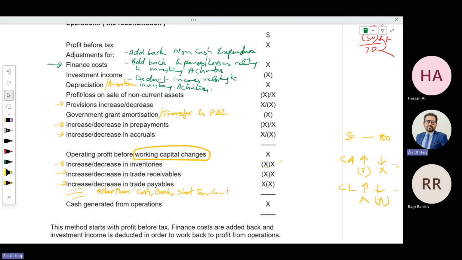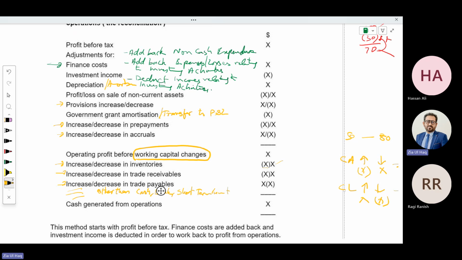In the direct method, only the cash generated from operations formula is different. The cash flows from financing and investing will remain the same, but that is not in the syllabus of this paper. The direct method was in financial accounting. Here, the indirect method.